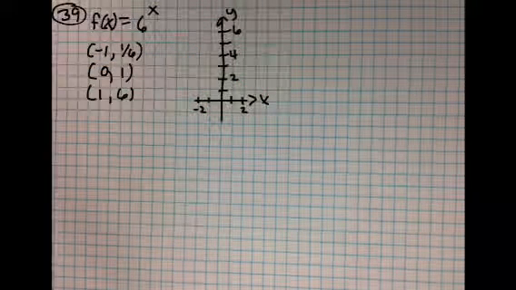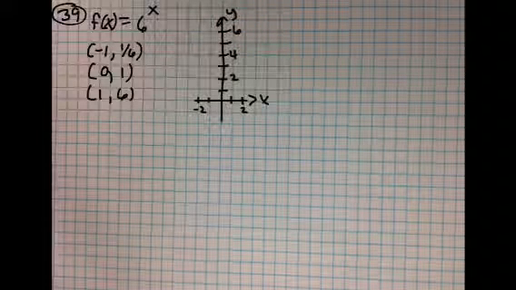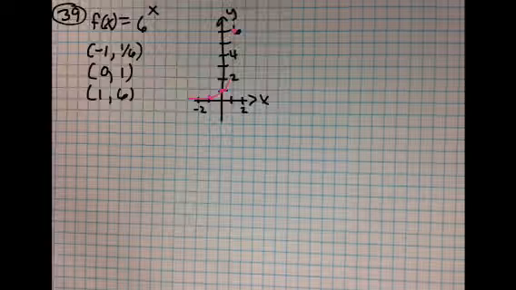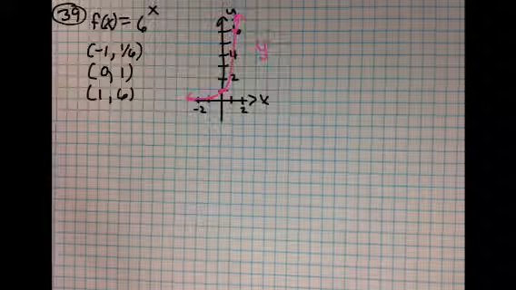Alright, so 39, the base is 6. So -1 goes with 1 over b, which is 1/6, the 0, 1, and then 1, 6. So -1, 1/6, 0, 1, and 1, 6. And so with that, connect the points, and it goes like this. The horizontal asymptote is y equals 0.